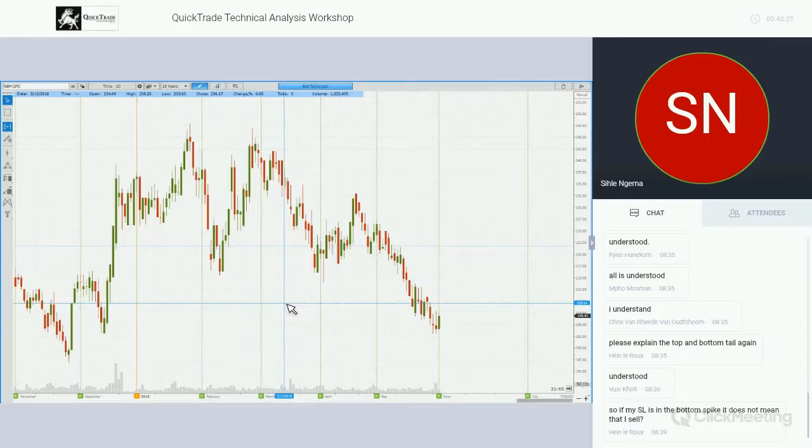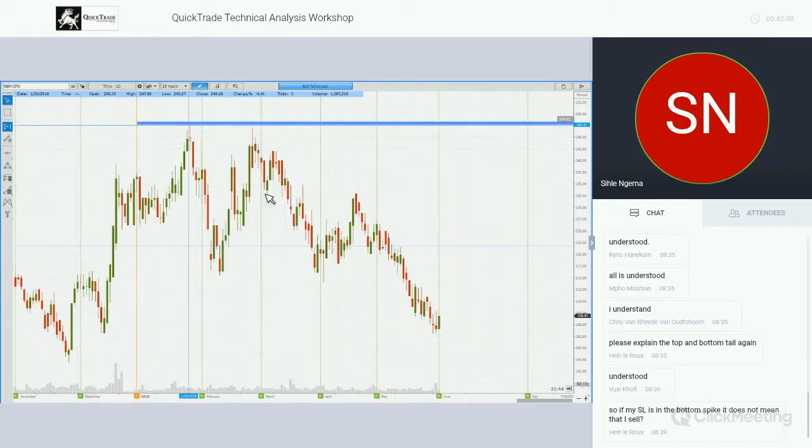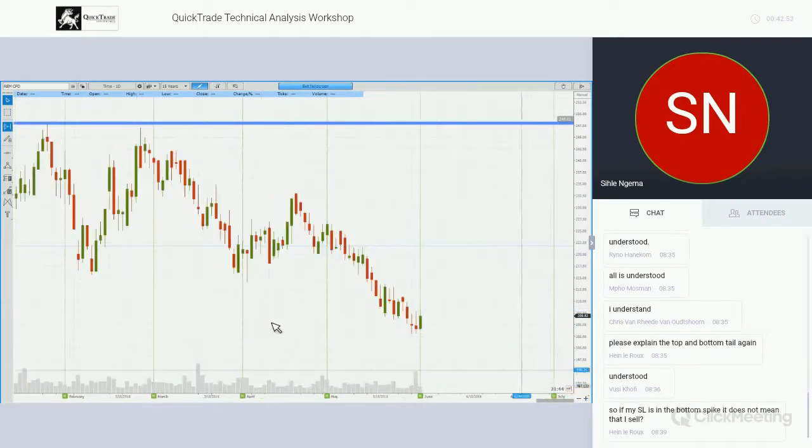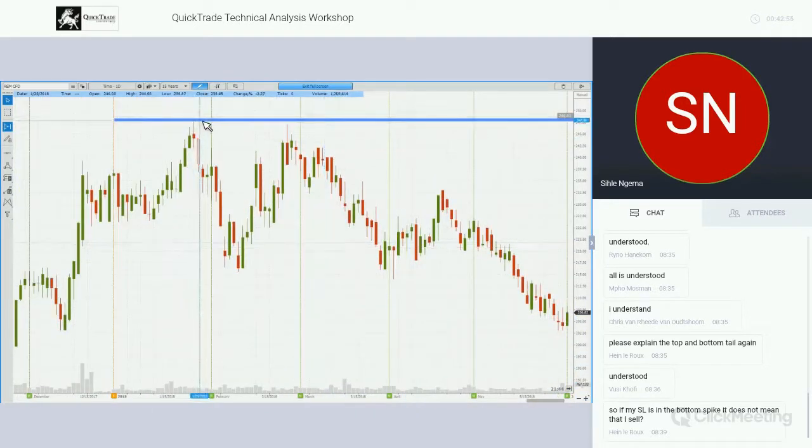Now, what am I going to do here? I'm going to be looking at the movement of this month, January. From the month of January, I'm going to draw a line at the highest point which was reached for the month of January. As you can see, the top line which I've just drawn, I drew it on the longest spike. This was the highest price which was reached on the movement of Remgro for the month of January.